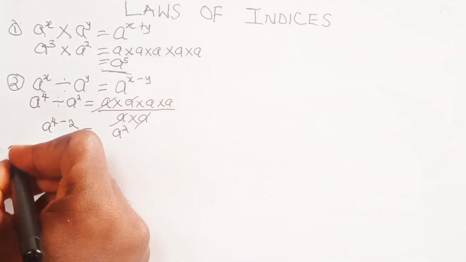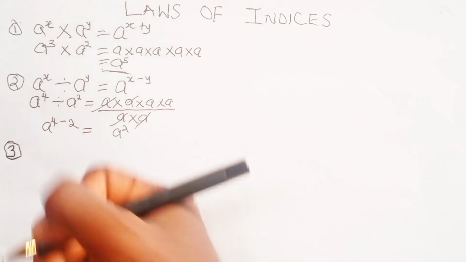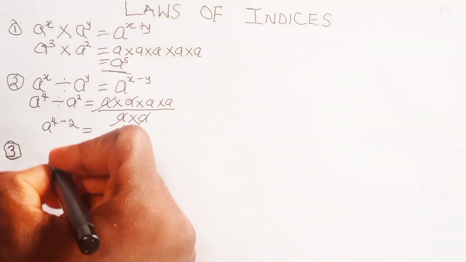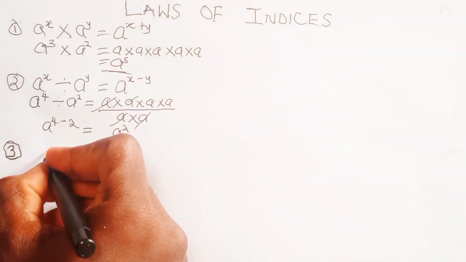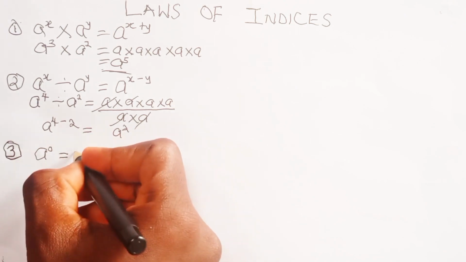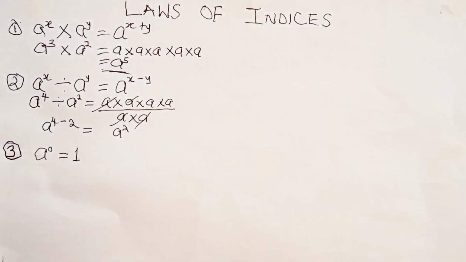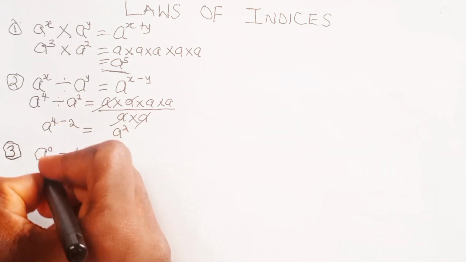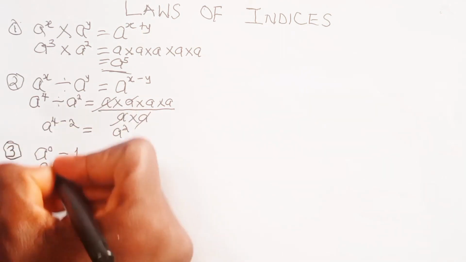Then the third law we have is what we call the number with zero powers. What this law tells us is that if I am given any number at all, any number raised to the power of zero is simply 1. Why did we say so? How did we come about that law?